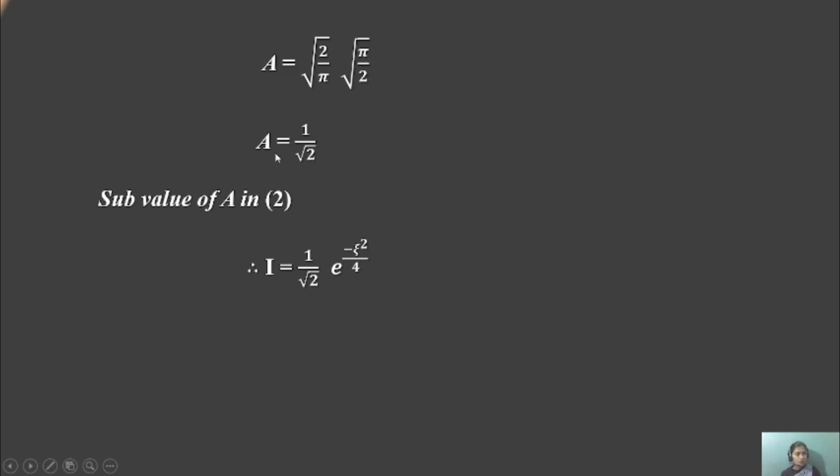Substitute the value of A in this equation: I equals 1 upon square root 2 e to the power minus ξ square by 4. Then the proof: F of e to the power minus x square, ξ, equals 1 upon square root of 2 e to the power minus ξ square by 4. This is the proof of the left hand side as well as the right hand side.